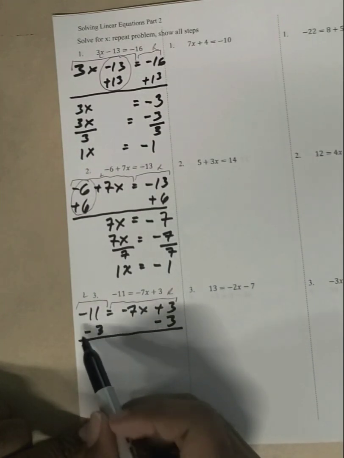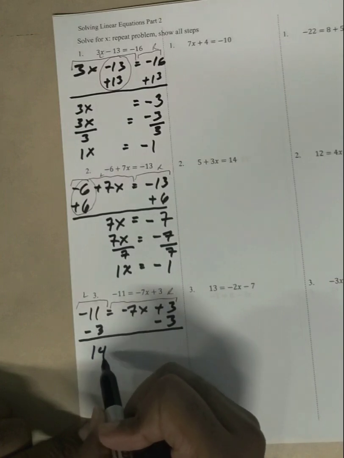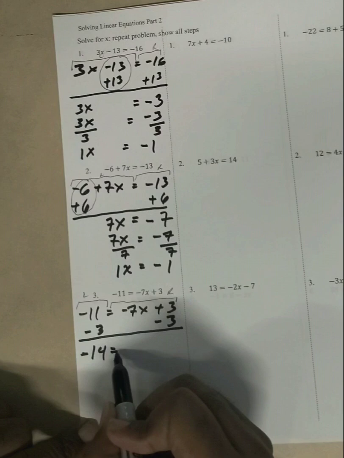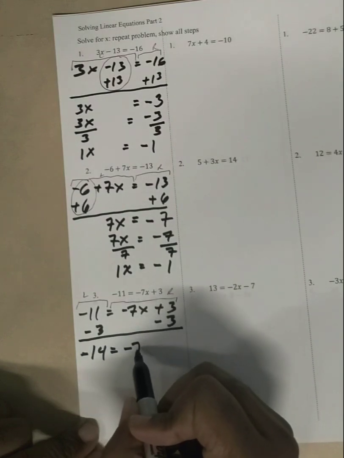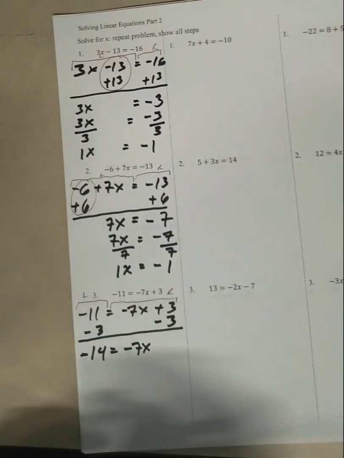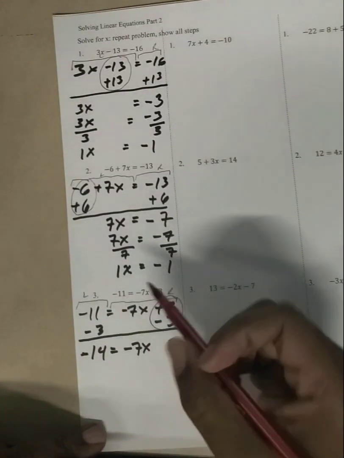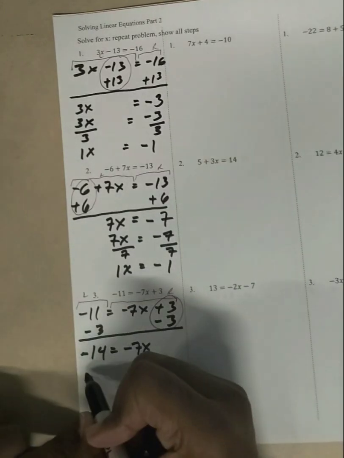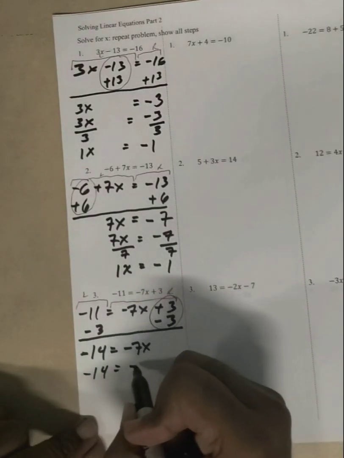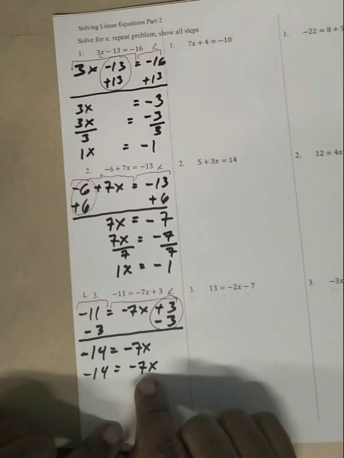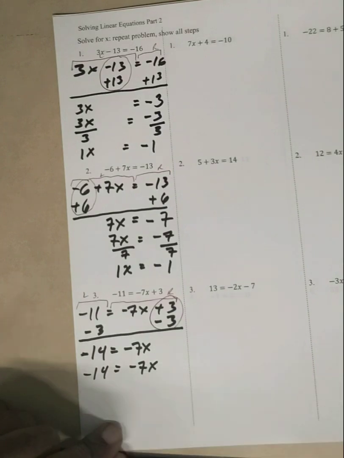So these are same signs, so we add. We'll get 14. The bigger sign will win from the 11. So this is negative 14. Equals comes down. The negative 7x comes down. And the positive 3 and the negative 3, they both become 0. Now we're going to rewrite this as negative 14 equals negative 7x. And we want to now remove on the right side the negative 7.